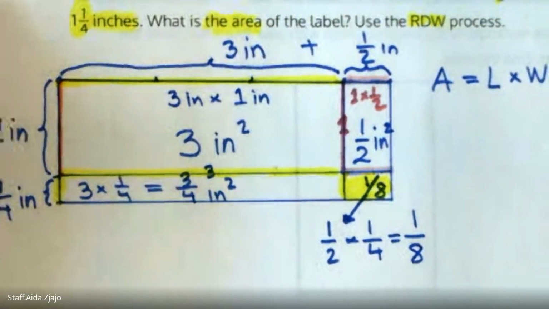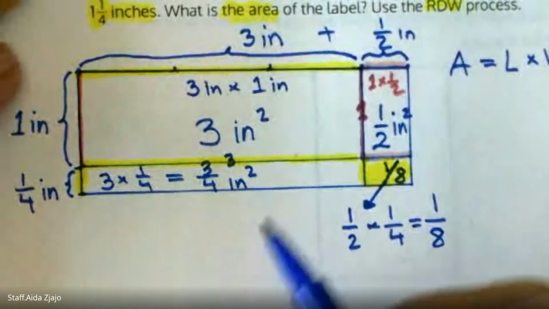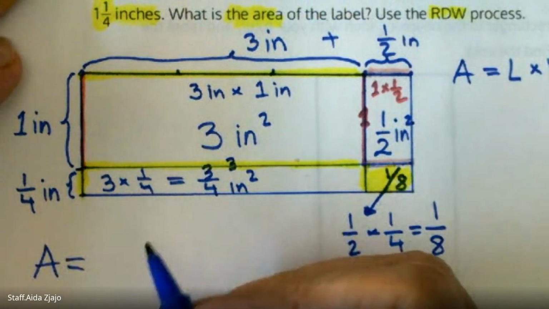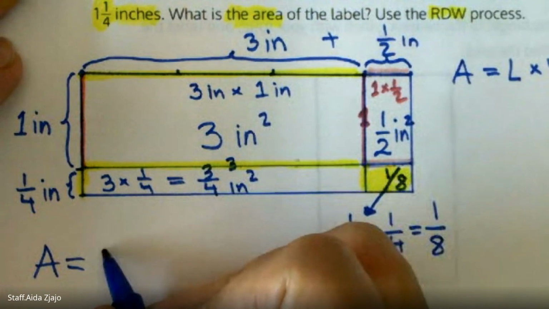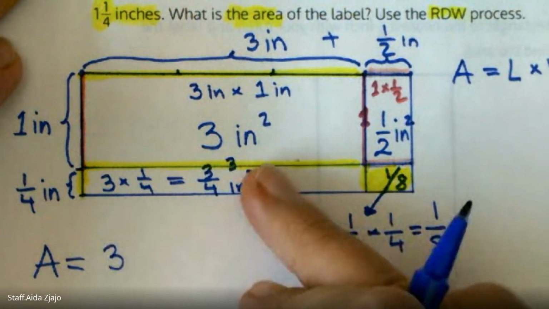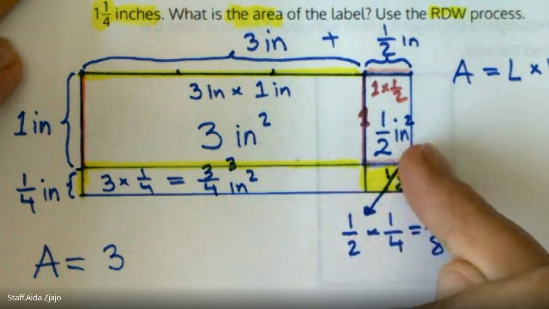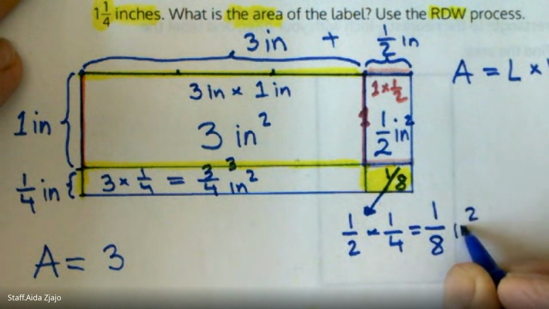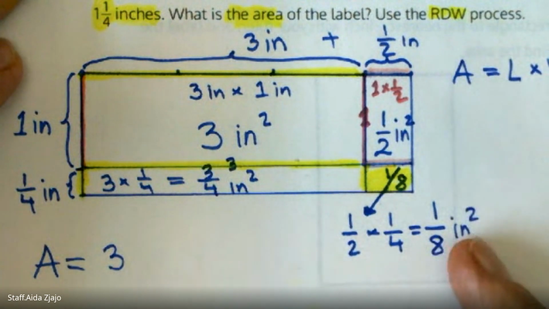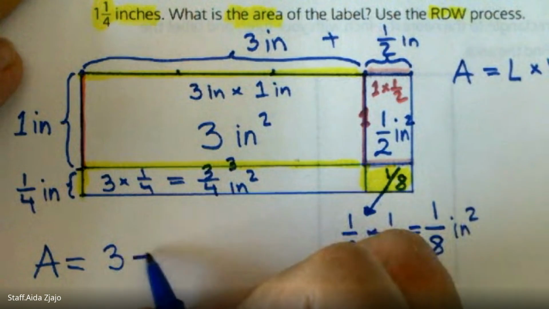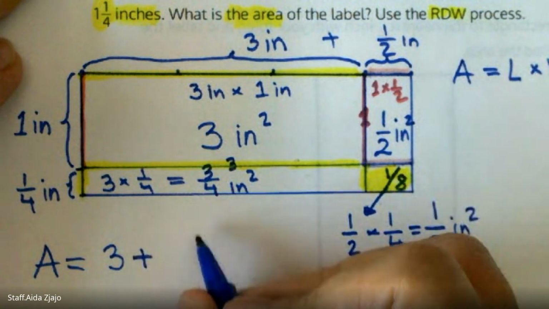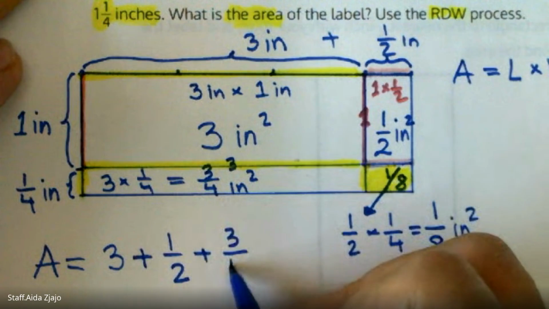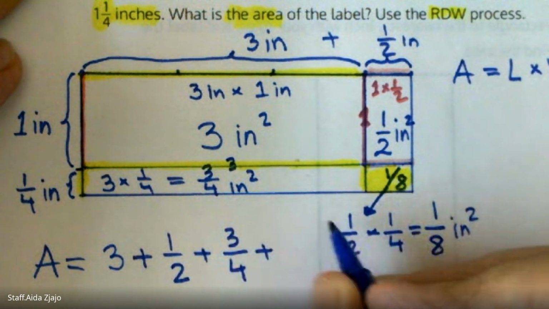When I know the area of each part, I can now combine them together, and I will have the area of this label. So area equals 3 inch squared. I will just omit the units for now, because it's squared inch, squared inch, squared inch. I'm going to use it at the end, because I'm adding square inches. 3 plus a half plus 3/4 and plus 1/8.